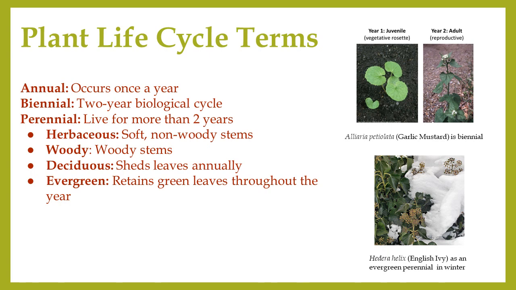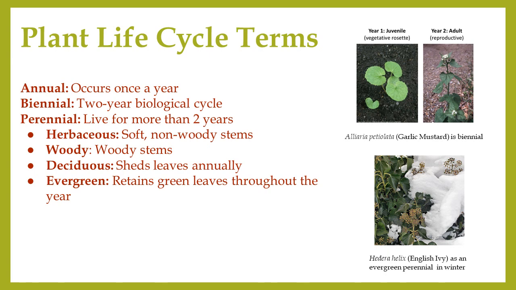There are three main life cycles observed in plants. 1. Annuals that complete their life cycle once a year. 2. Biennials that take 2 years to complete their life cycle. For the first year, biennials grow as a vegetative rosette plant that overwinters, and in the second year, the plant will flower, produce seeds, and then die. For example, garlic mustard is a biennial plant.